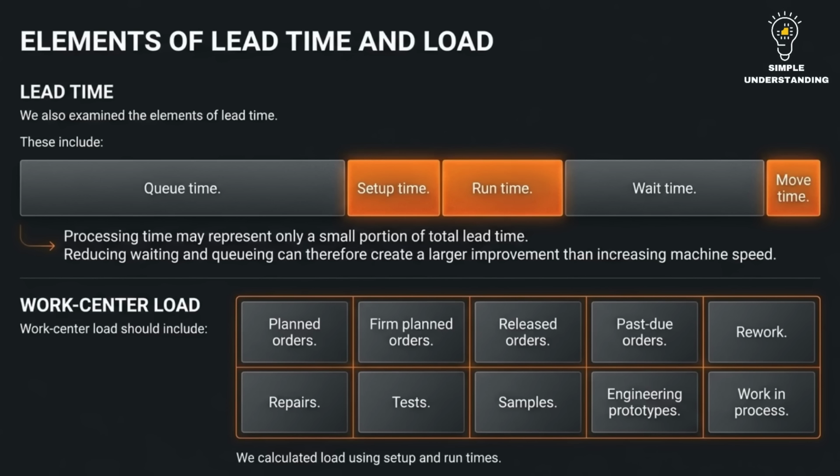We also examined the elements of lead time. These include queue time, setup time, run time, wait time, move time, and processing time. Processing time may represent only a small portion of total lead time. Reducing waiting and queuing can therefore create a larger improvement than increasing machine speed. Work center load should include planned orders, firm planned orders, released orders, past due orders, rework, repairs, tests, samples, engineering prototypes, and work in process. We calculated load using setup and run times.